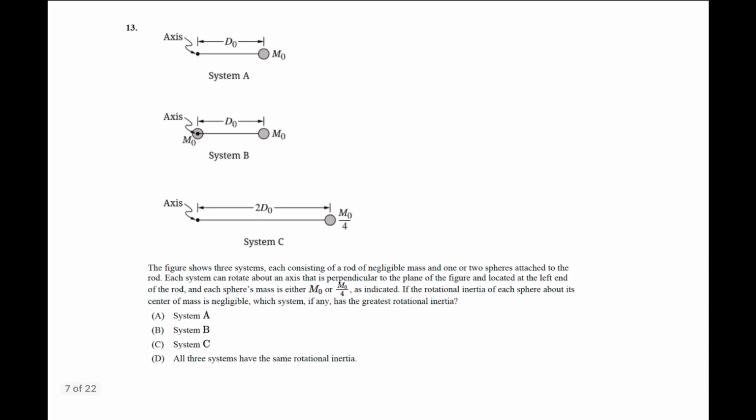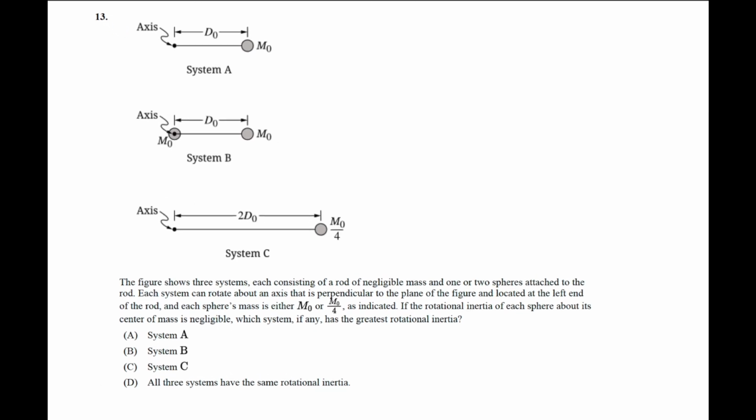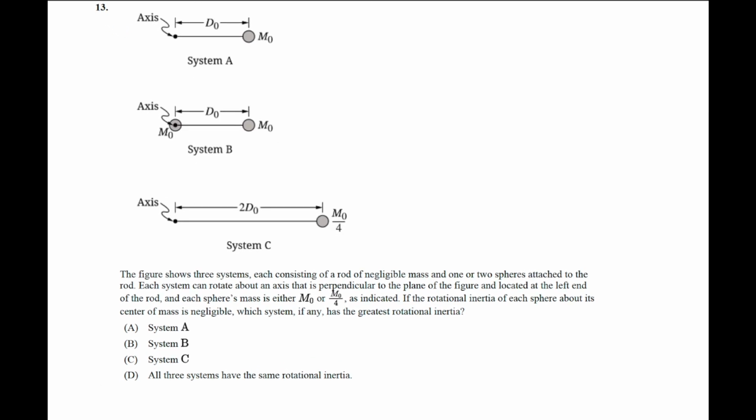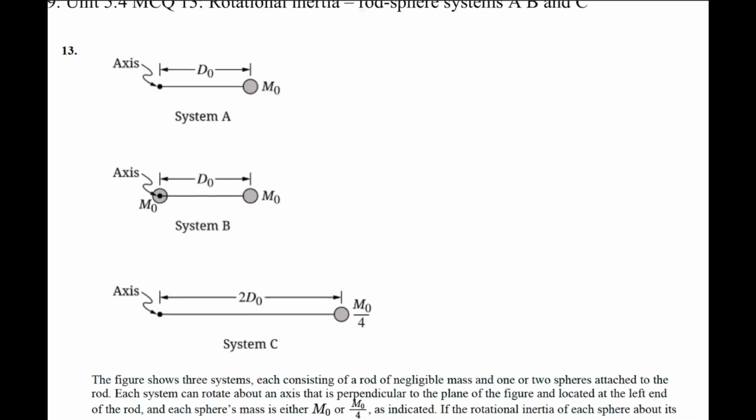Next, we have got one more problem on rotational inertia. So we have got three systems again. The figure shows three systems, each consisting of a rod of negligible mass and one or two spheres attached to the rod. Each system can rotate about an axis that is perpendicular to the plane of the figure, located at the left of the rod, and each sphere's mass is either m0 or m0/4 as indicated. If the rotational inertia of each sphere about its center of mass is negligible, which system, if any, has the greatest rotational inertia? So the same process we'll repeat.